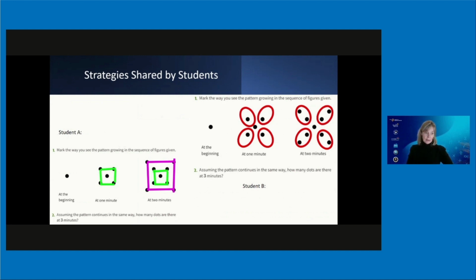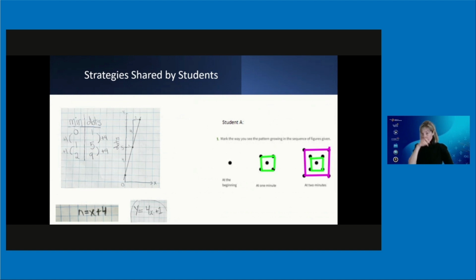So what I would like for you to think about is looking at student A and also thinking about other students who have other strategies and ideas that are noted here. So at this time, there's a lot of information that's in the classroom. Student A may have really honed in on how they're seeing this pattern with the green and the purple. Whereas you have another student who had a table and a graph, and another student who wrote n is equal to x plus 4, and another student who wrote y is equal to 4x plus 1.